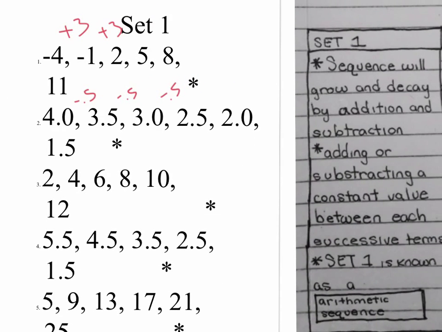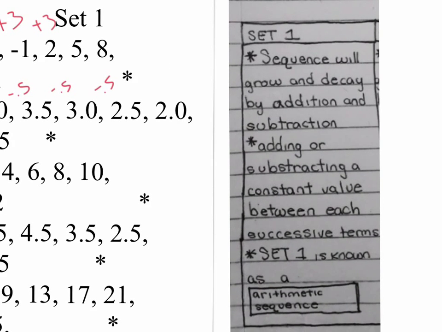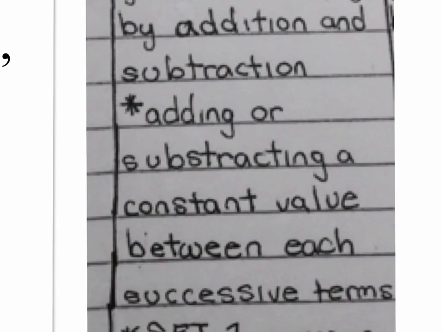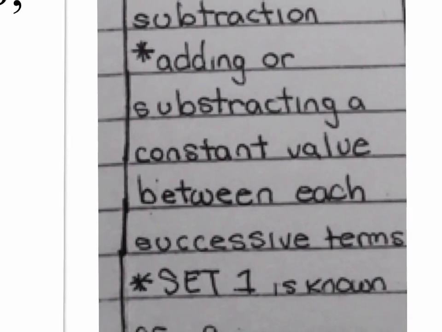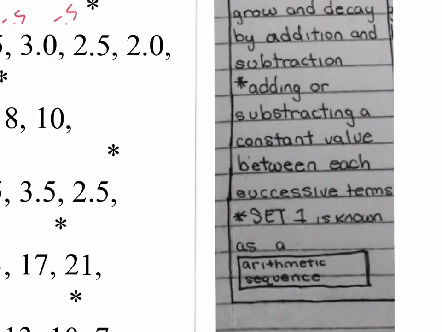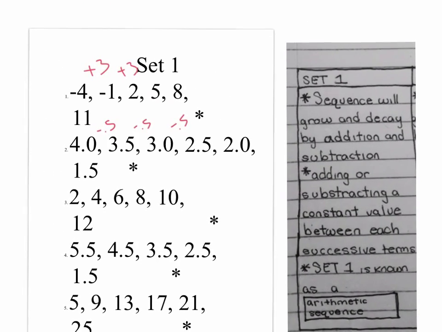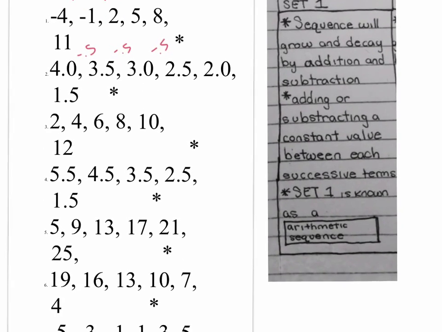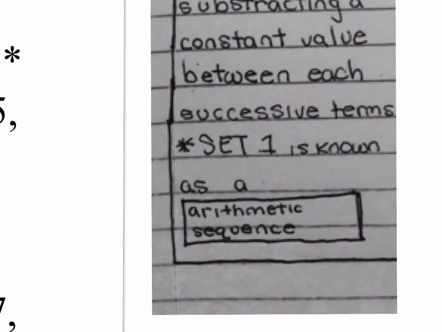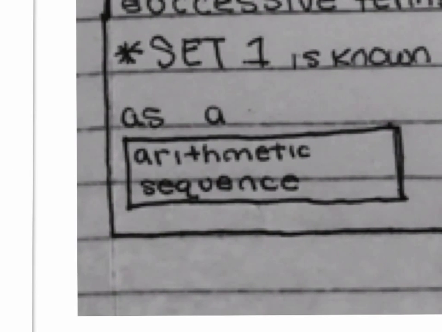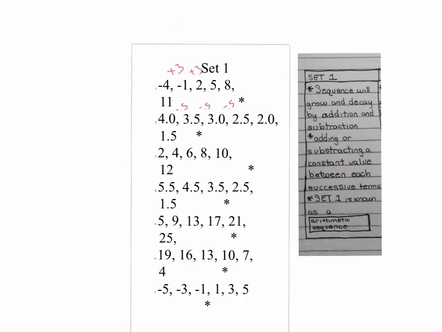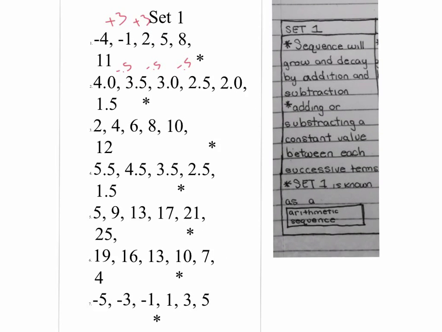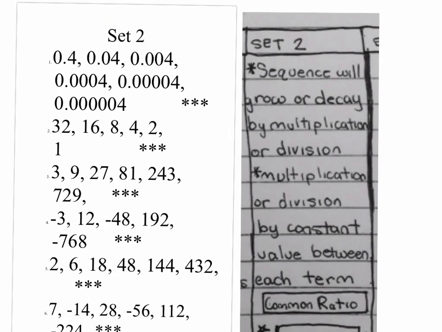So what's the big idea with this? So sequences are going to grow and decay by addition and subtraction. We're going to see that pretty often. And then adding and subtracting by a constant value between each successive term, just as we did. We're adding 3 each time, subtracting by 0.5 each time. So these kinds of patterns or sequences are known as arithmetic sequences. Pretty easy.